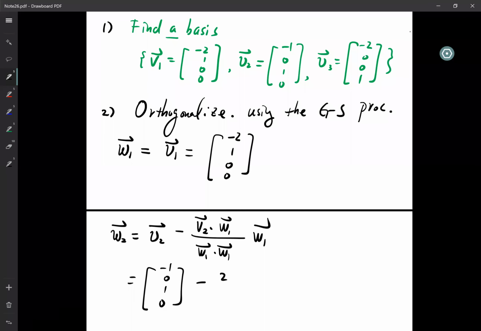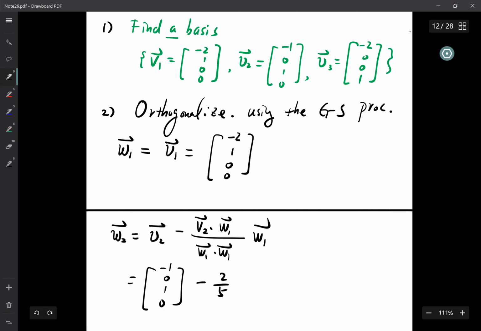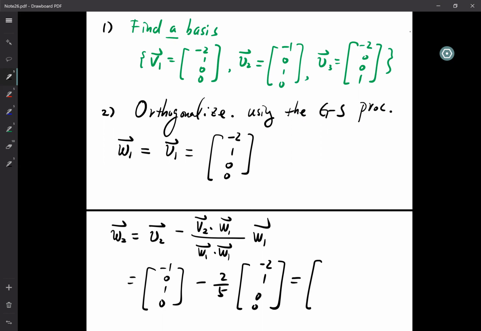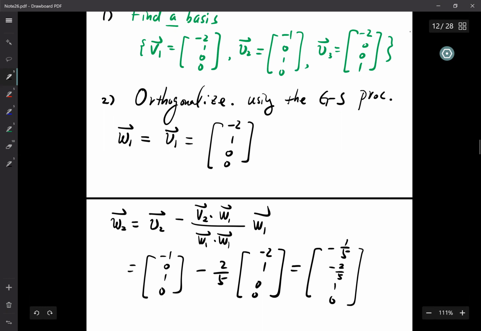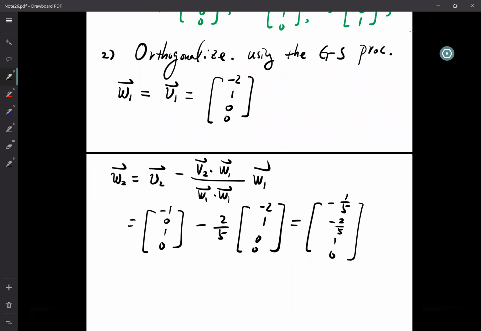And W1 dot W1 is -2 times -2, which is 4, plus 1, which is 5. And W1 is -2, 1, 0, 0. So this is equal to -1 plus 4 over 5, which is -1 over 5. This is -2 over 5, then nothing here, 1, 0. And you can easily check W2 is indeed orthogonal to W1. Any questions?